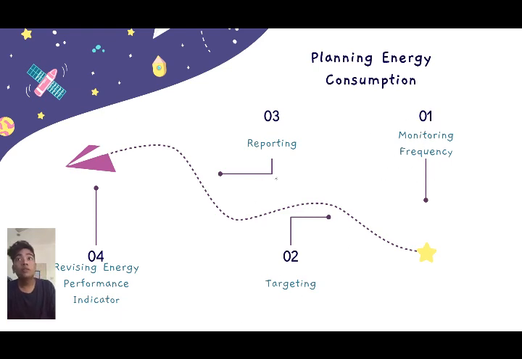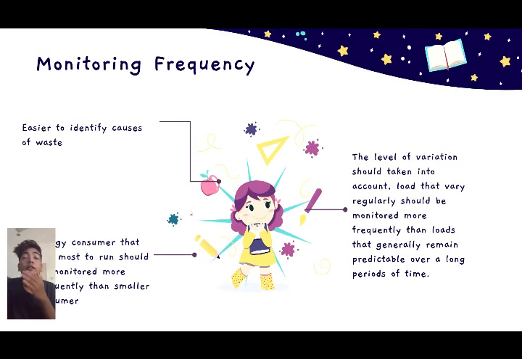Okay, monitoring frequency. Monitoring frequency ni dia lebih senang untuk kita identify cause of waste. Lepas tu the level of variation should be taken into account. Load that varies regularly should be monitored more frequently than loads that generally remain predictable over a long period of time. Energy consumer that costs most to run should be monitored more frequently than smaller consumer. Okay, yang kita tahu untuk monitoring frequency ni, dia macam identify the cost yang may dissipate in the data kiranya aggregated over a longer period.